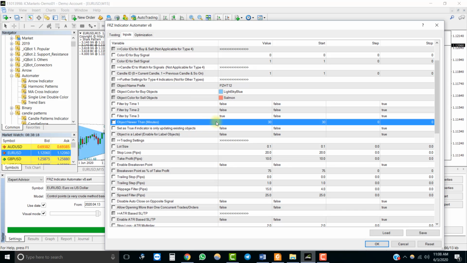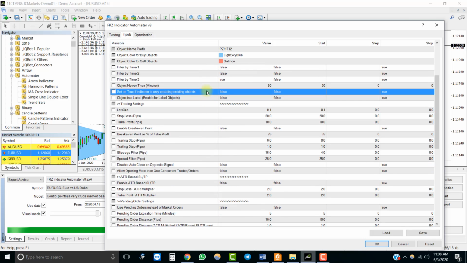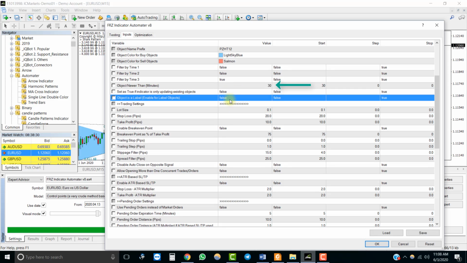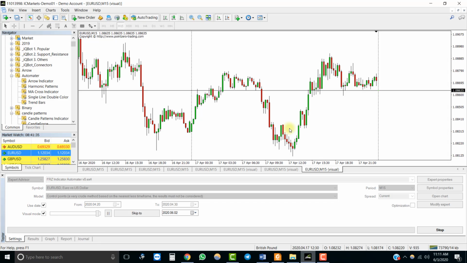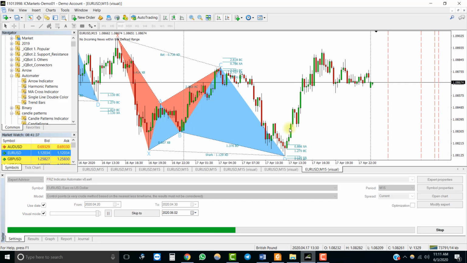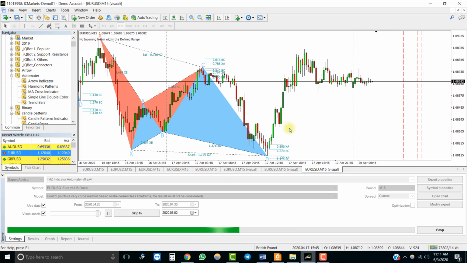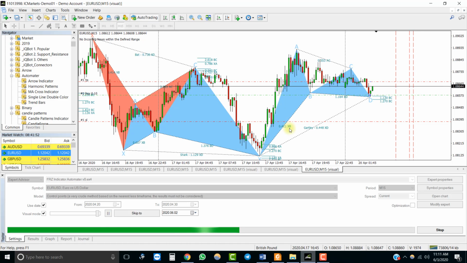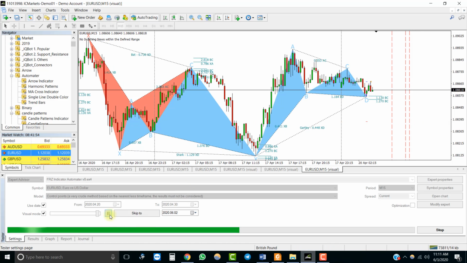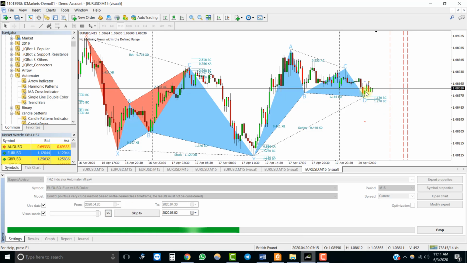Now you need to set a time period for filtering objects. It is mentioned in minutes, and any object which is older than the period given here will be ignored by the EA. We will leave the other settings as defaults and let's start the backtest. You will notice that a buy trade was placed when the blue triangle appeared.